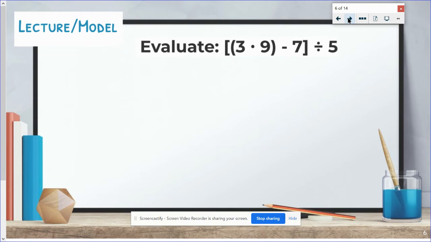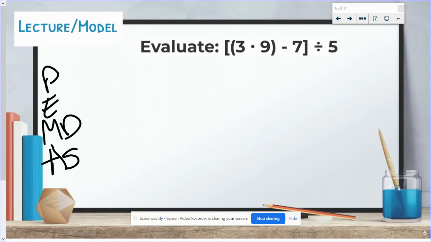So let's take a look at this expression here. Whenever I want to evaluate an expression, I always be sure to write my order over on the side. That way I can check things off as I go. So the first thing I'm going to do is check off any parentheses that I may have. The first set of parentheses I see here is 3 times 9, which would be 27.